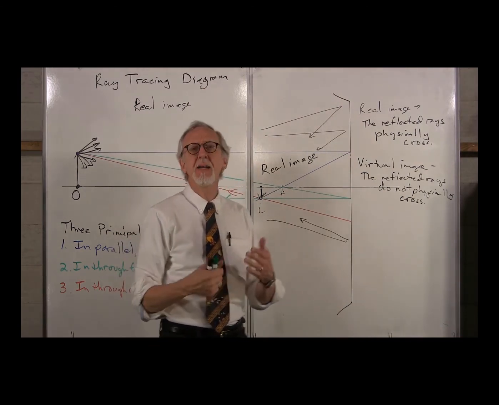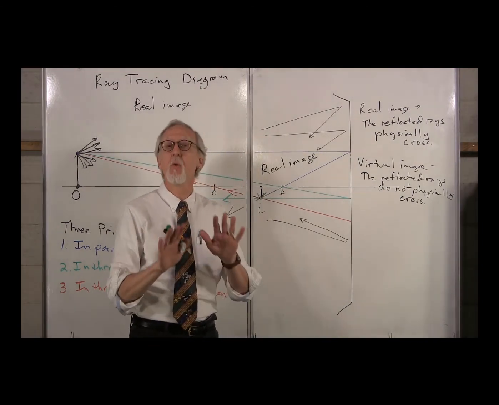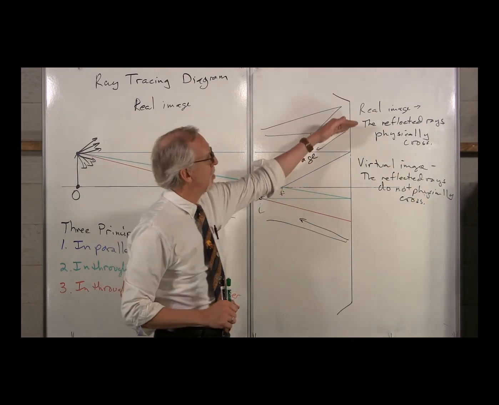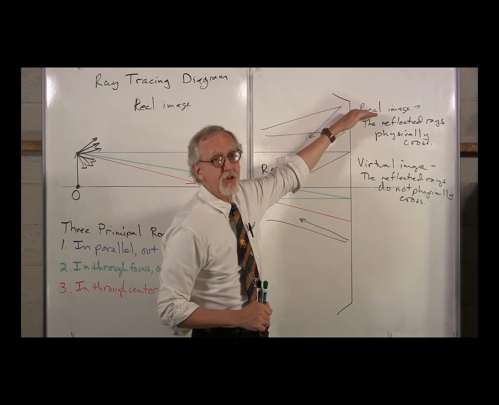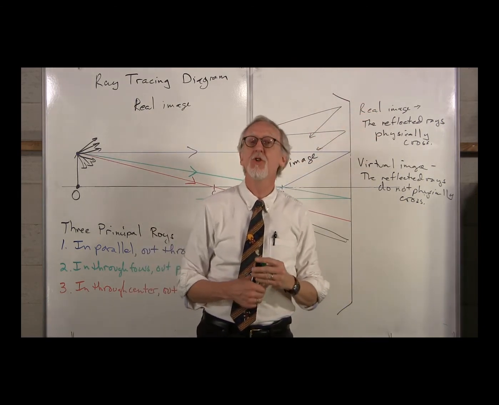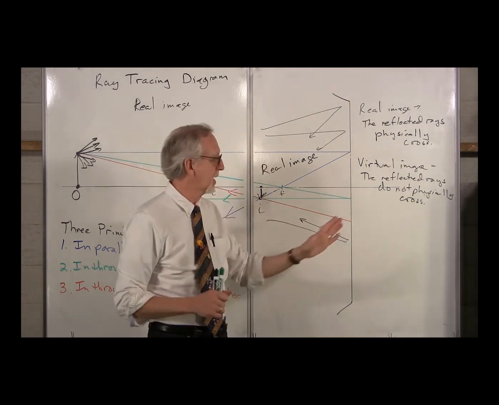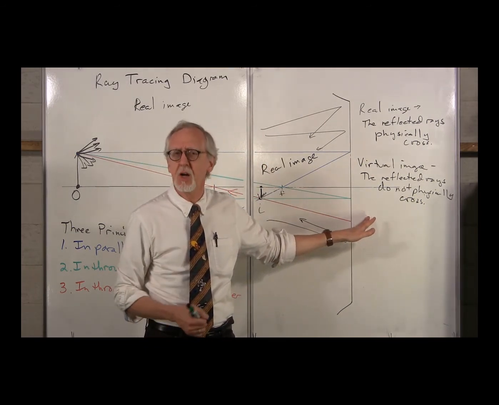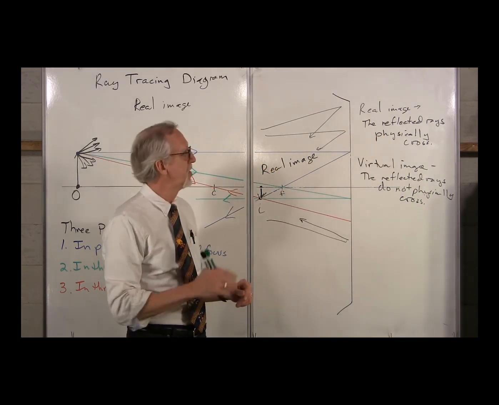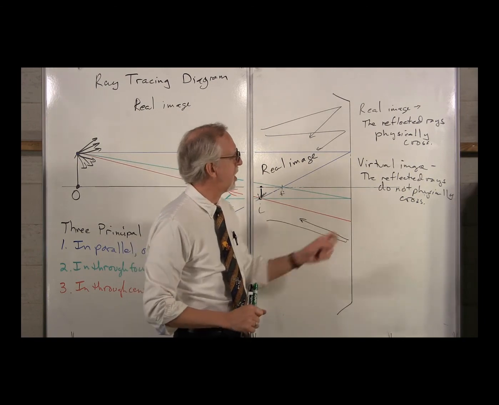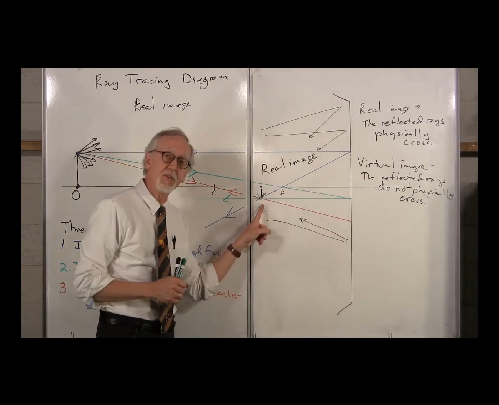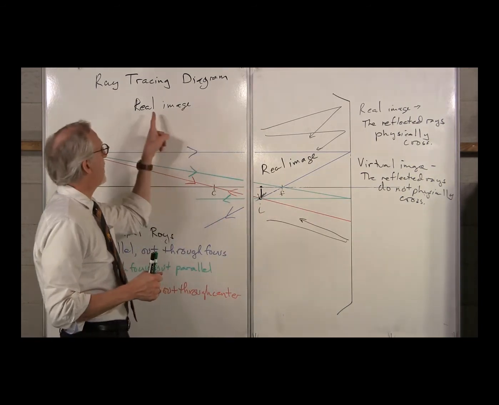Some textbooks might describe them in different ways, but I want to make sure for my class, this is what we're going to use. For a real image, the reflected rays physically cross. For a virtual image, the reflected rays do not physically cross when we're talking about a mirror. Later on, we'll talk about a lens, and we'll have to change this just a little bit. But for a mirror, a real image, the reflected rays physically cross. For a virtual image, the reflected rays do not physically cross. So, do the reflected rays physically cross here? Yes. So, we have a real image.